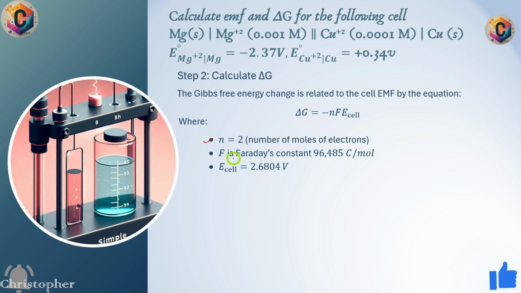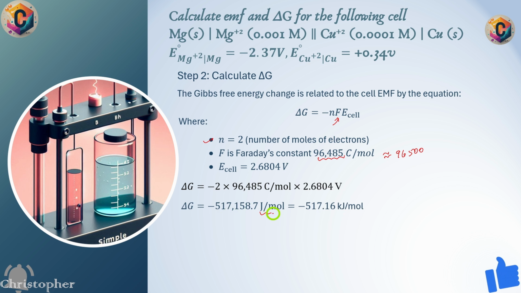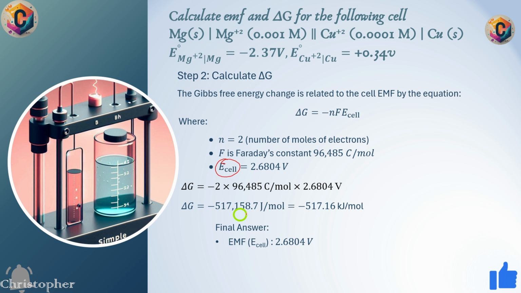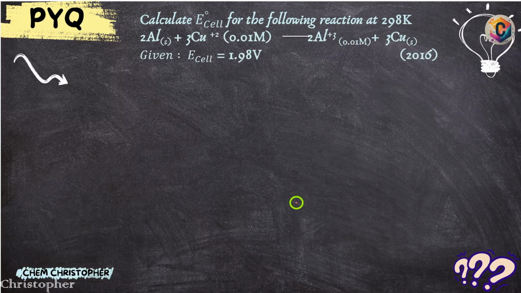We know the number of electrons involved, and we know the Faraday value. It is a constant, 96,485, or it can be approximated as 96,500. And the E cell value we just found is 2.6804. I have to simply substitute all values here. Then I will be getting the answer in joule per mole, and if this is converted to kilojoule per mole, I will be getting the answer for delta G. Remember, for the reaction to be spontaneous, E cell value should be positive and delta G value should be negative. Let's go to the next question.